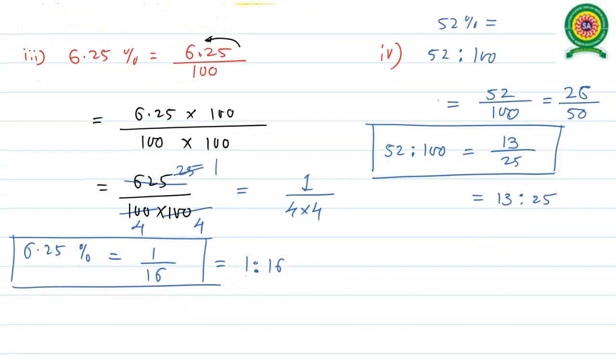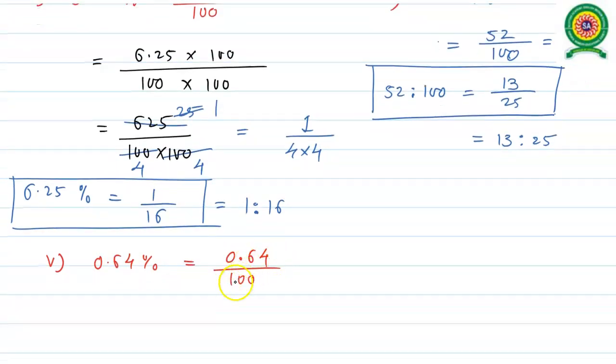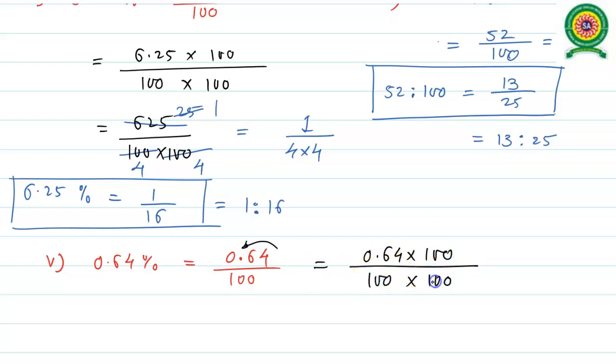We have 0.64 percentage. So 0.64 percentage in terms of ratio we have, percentage means the given quantity we have to compare with 100. That means here we are getting 0.64 divided by 100. Now to convert this decimal number into an integer value, we have a decimal after two places. So let's multiply and divide the given ratio by 100.